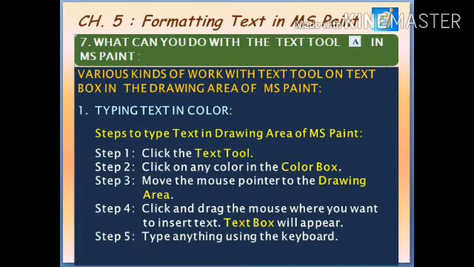First, typing text in color. What are the steps to type text in drawing area of MS Paint? Following are the steps to type text in drawing area of MS Paint. Step number 1. Click the text tool. Step number 2. Click on any color in the color box. Step number 3. Move the mouse pointer to the drawing area. Step number 4. Click and drag the mouse where you want to insert text. Text box will appear. Step number 5. Type anything using the keyboard.